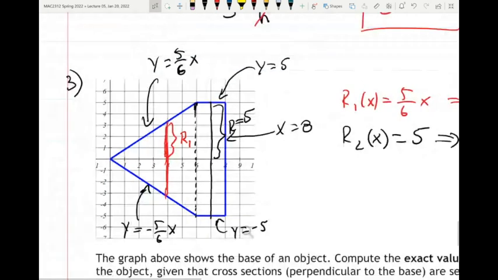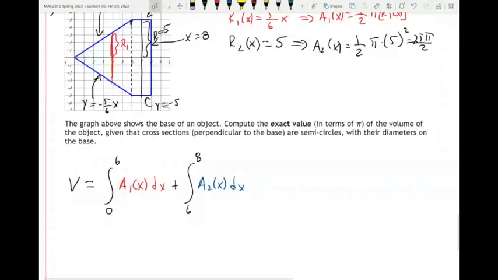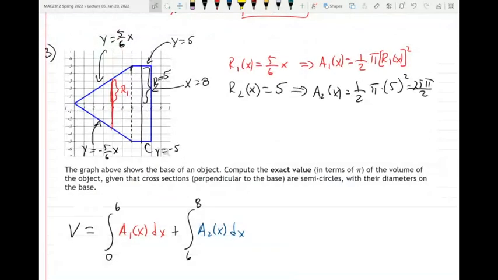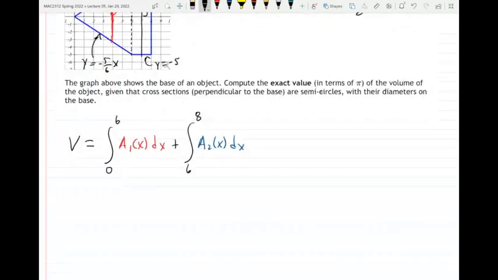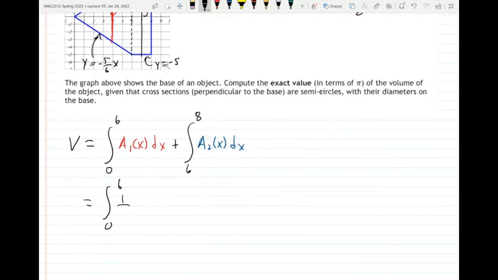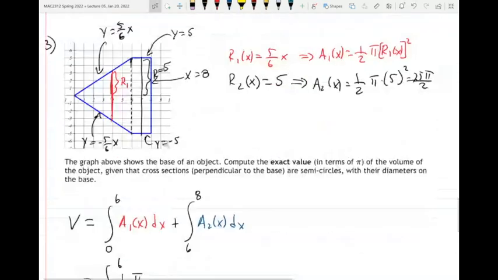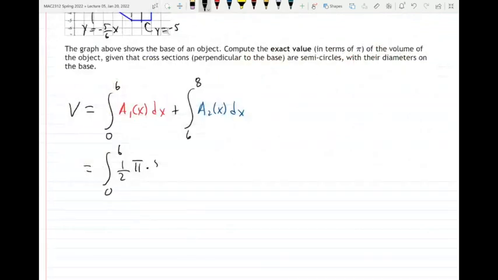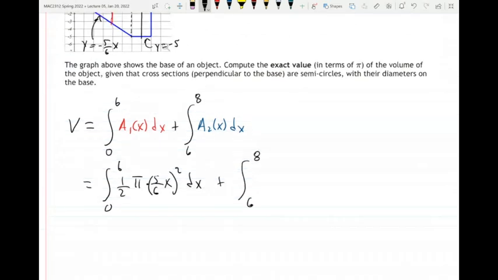Okay. Again, you're going to have different problems in the homework, so hopefully once you start doing problems, this idea will be easier. So I'm going to integrate those two. This is going to be the integral from 0 to 6 of 1/2 pi, and then remember r is 5 over 6x. So it will be 5 over 6x squared. That's my first integral. Then the second integral is from 6 to 8.